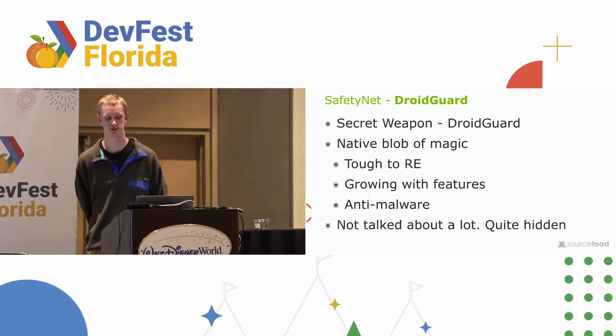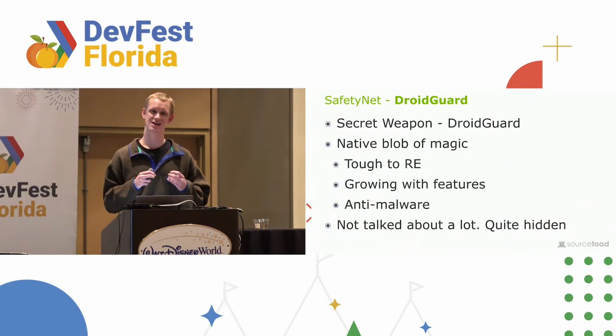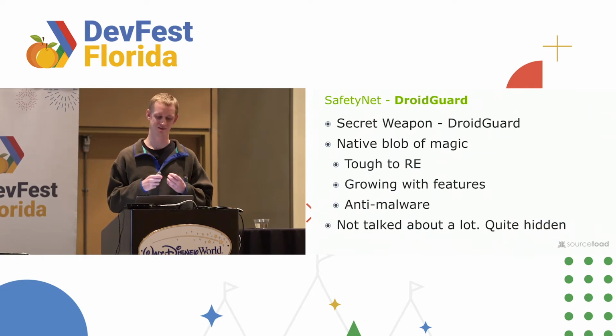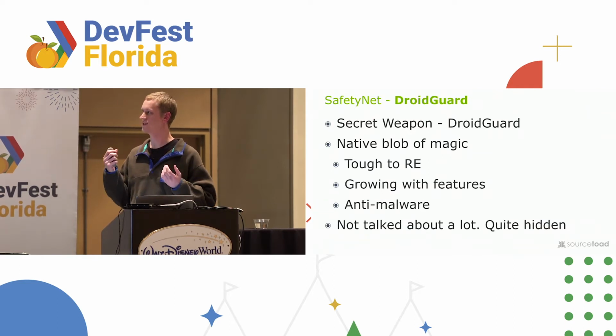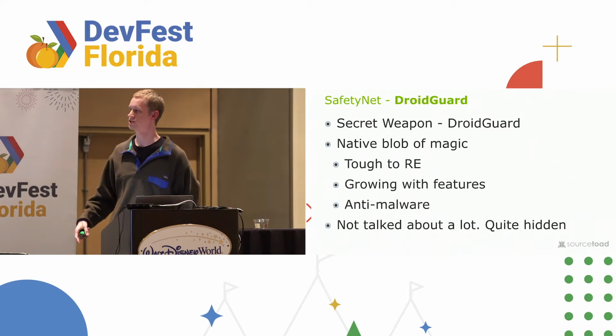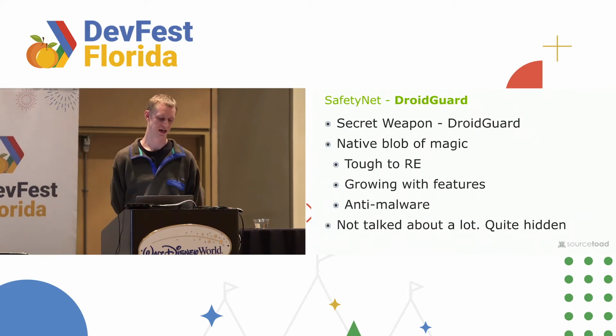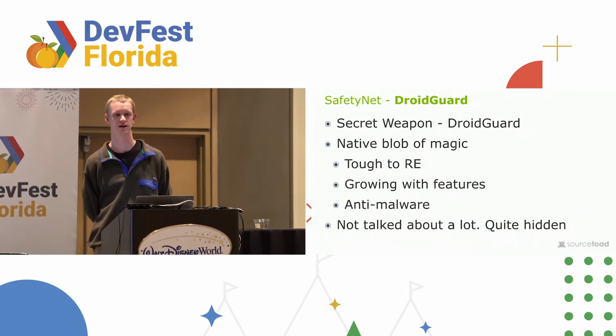One interesting thing about SafetyNet, though, is inside of it is another portion called Droid Guard. And it is this huge native blob of, I just call it magic, because it's tough to reverse engineer, shorthand RE, and it grows with features every time this thing updates. And no one knows what this thing is really about because it's impossible to reverse engineer. And by the time you finally get a hold of what it's doing, 10 updates have come out since then.